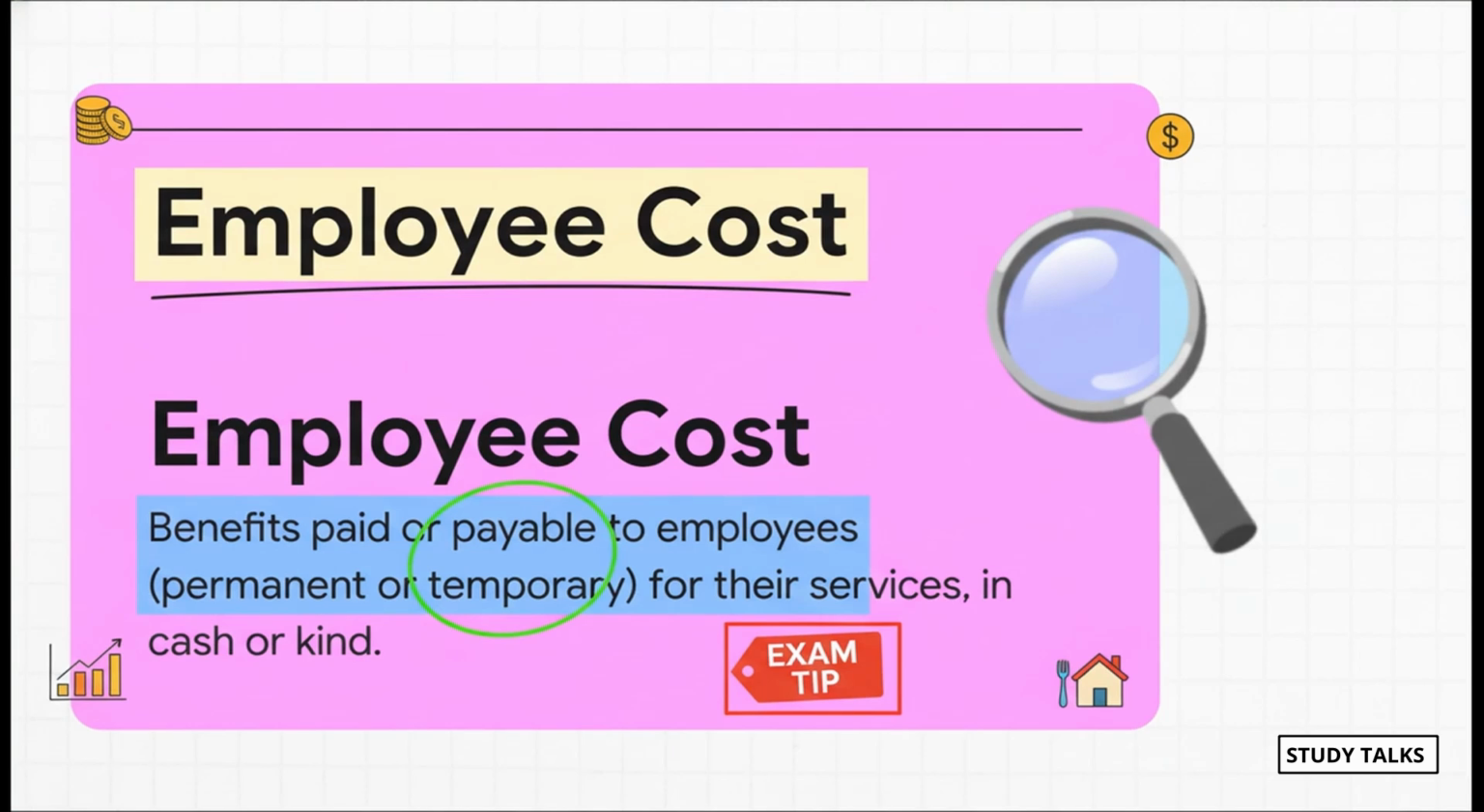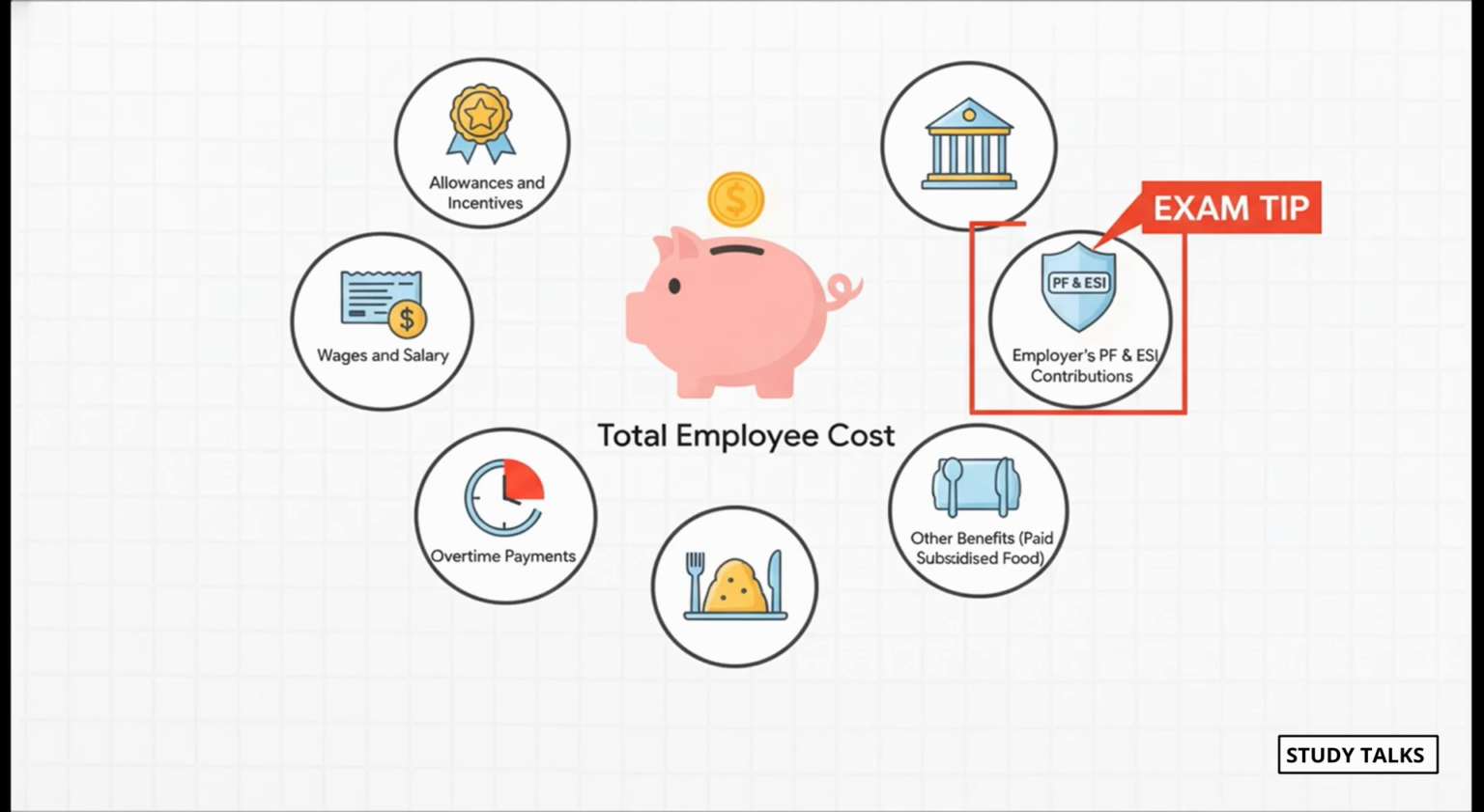The official definition says it's all benefits, not just the salary, that you pay or owe to any employee, whether they're permanent or just temporary. And a key thing to remember here is that it includes both cold, hard cash and benefits in kind, like company-provided food or housing. Now here's where people trip up.